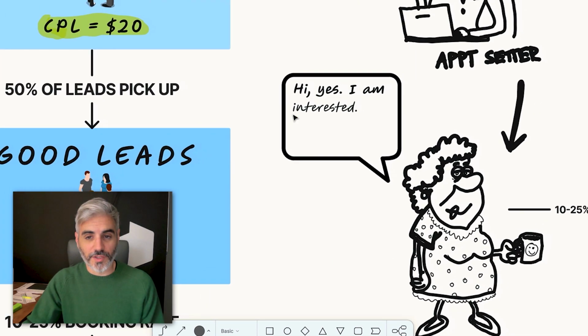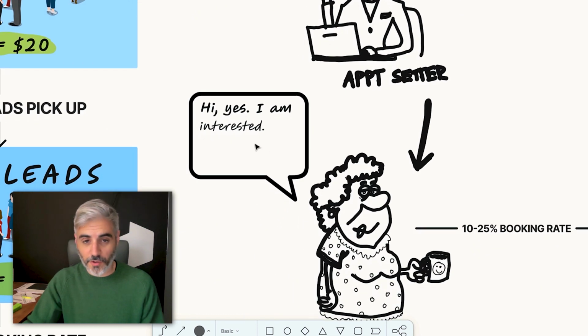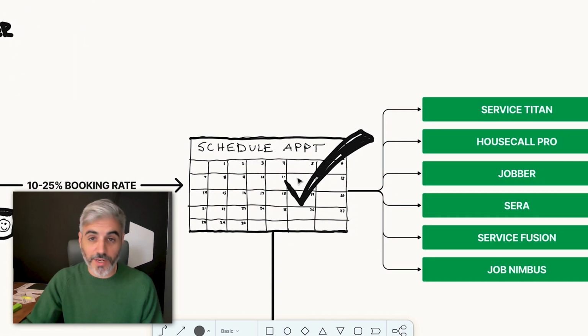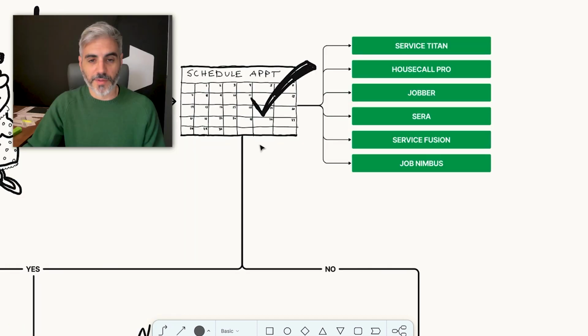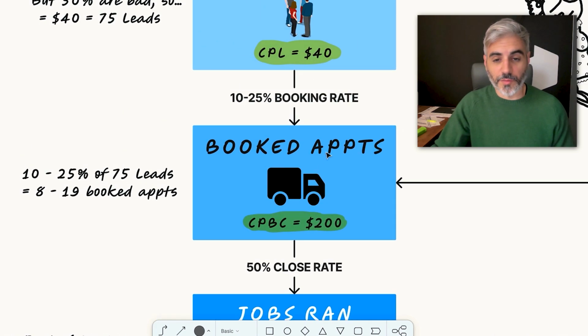What happens with a good lead is the appointment setter, our sales team, will call them and get somebody on the phone. They'll say, yes, I'm interested. So that's about a 10 to 25% booking rate. Like half the time we get them on the phone, and then 10 to 25% of the time we'll actually book them onto the calendar, straight into your sales CRM, whether it's Service Titan, whatever you're using. There's either going to be a cancellation or you're going to actually get the call booked. If it's a cancellation, those people will go straight into the nurture funnel. The call gets scheduled, and then you have a booked appointment.